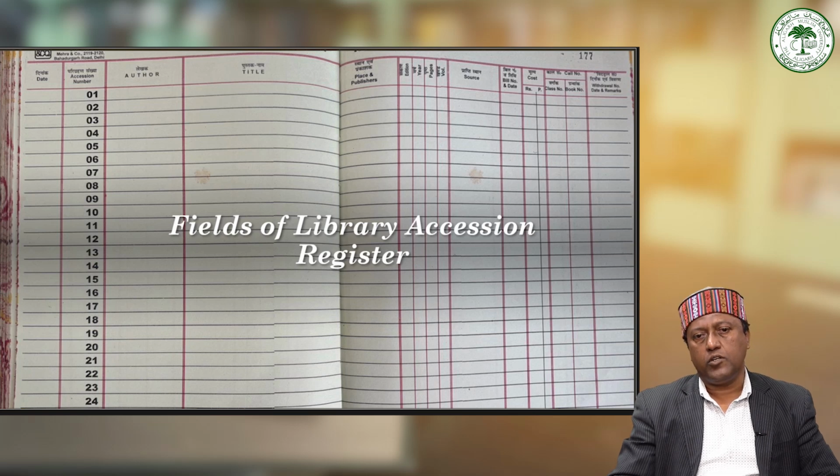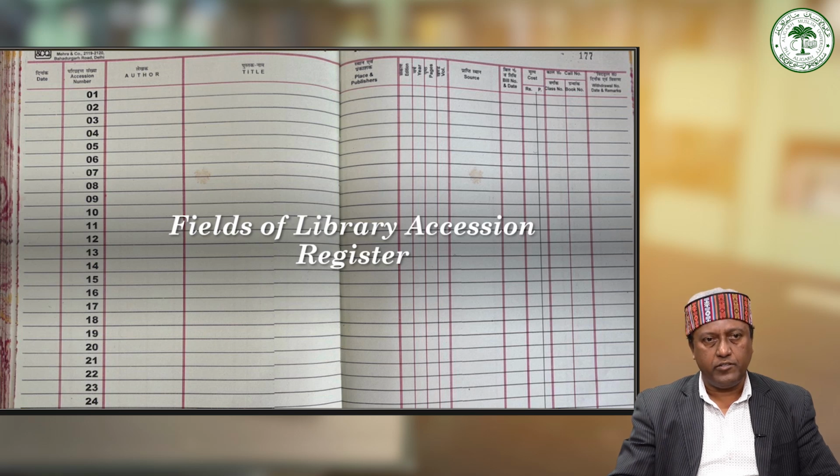And the last column in the accession register is remarks. This allows for any additional comments or notes about the item, such as its condition, special features, or any other relevant information that may assist library staff or users.